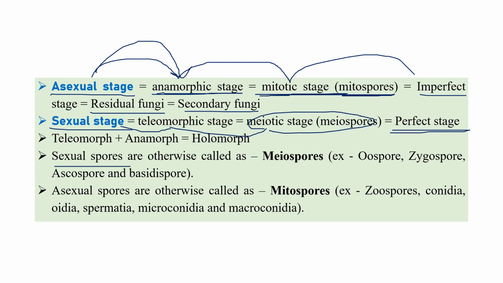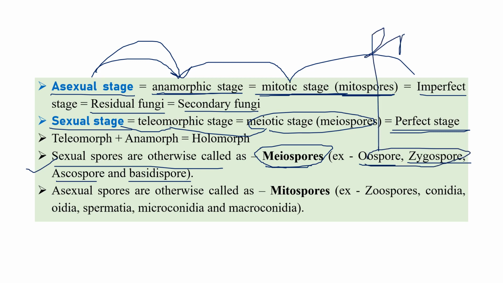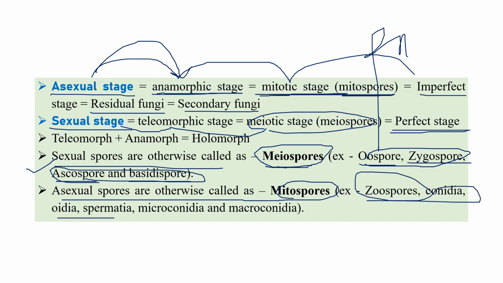In sexual reproduction, sexual spores are produced through the process of meiosis. That's why they are also called meiospores. Examples of sexual spores are zygospores, ascospores, and basidiospores. Zygospores are diploid resting sexual spores, whereas ascospores and basidiospores are haploid non-resting spores. Asexual spores are otherwise called mitospores because they develop through the process of mitosis. Examples are zoospores, conidia, oidia, spermatia, microconidia, and macroconidia. These are all examples of asexual spores.